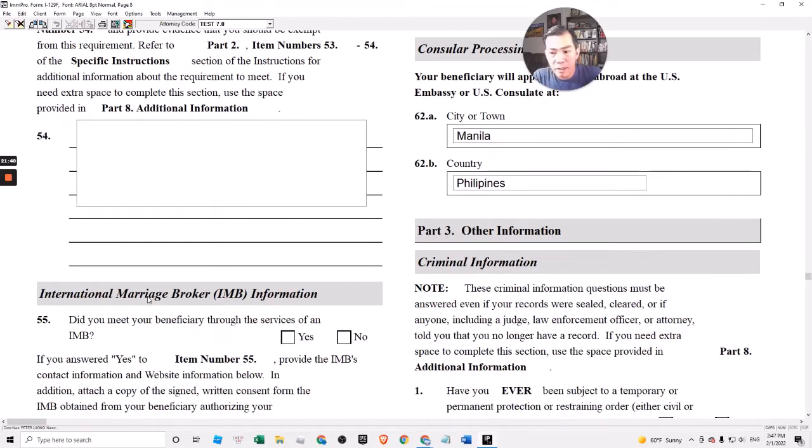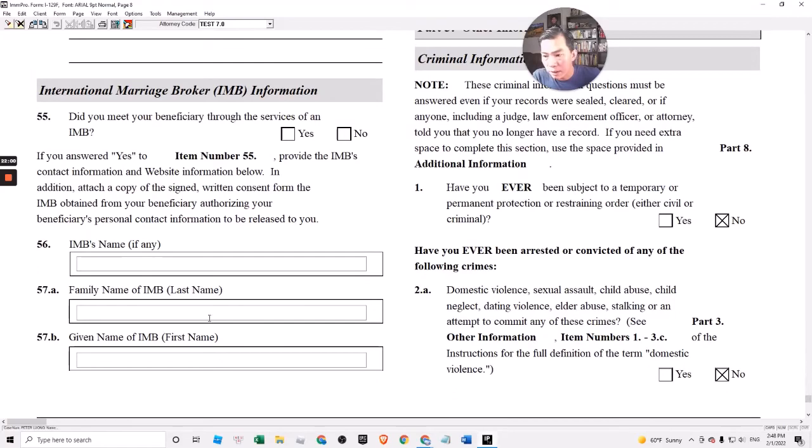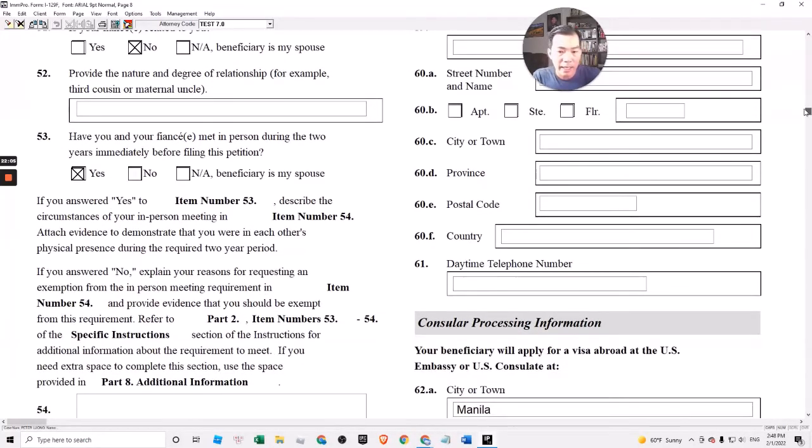And this question is about the marriage broker. It's rare nowadays. In the old days, people used the international marriage broker because they didn't have Facebook, didn't have communication, and didn't have a good way to date their fiancé. But if you do use an IMB, then you provide the information here. You have to provide the information of the marriage broker.